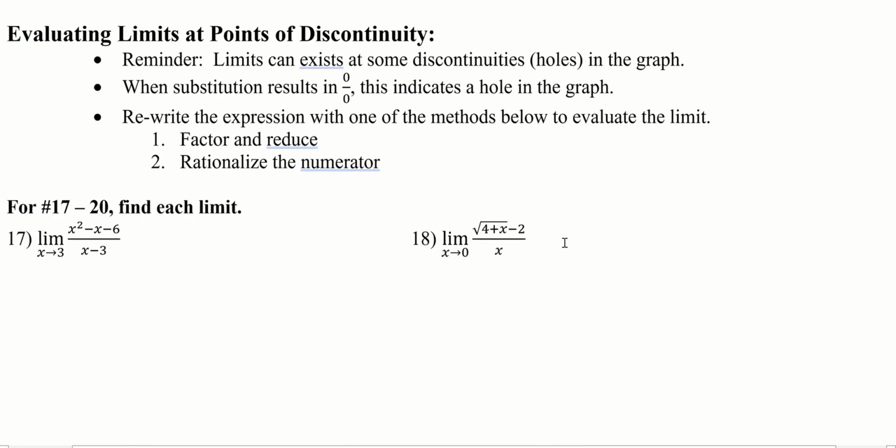Okay. All right, so now this gets into a little bit more exciting calculations. So when we're talking about stuff that is discontinuous, has points of discontinuity, limits can exist at some discontinuity, aka holes, as long as they approach the same spot, the same y. When substituting results in 0 over 0, this indicates a hole in the graph. Rewrite the expression with one of the methods below, factor and reduce, or rationalize the numerator.